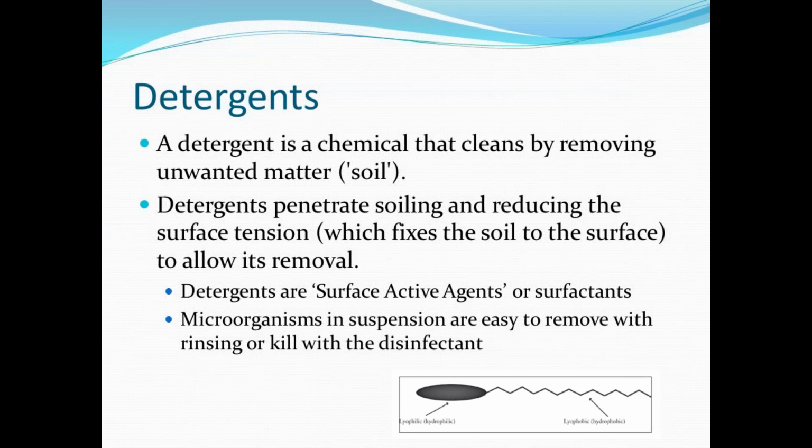And detergents will contain differently charged ions that will also cause microorganisms to repel each other and to be repelled from surfaces. And that allows them to become suspended. And that's quite an important thing, breaking down that attachment of the microorganism from a surface, because microorganisms that are suspended can be removed to an extent by the rinsing of the detergent, or they're far easier to kill by the application of the disinfectant.